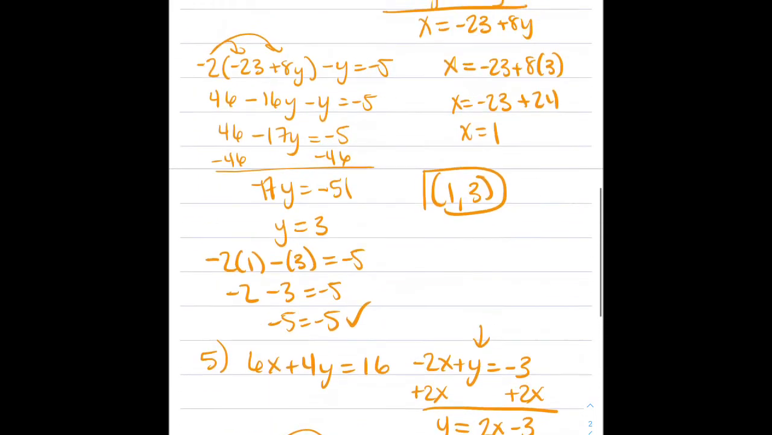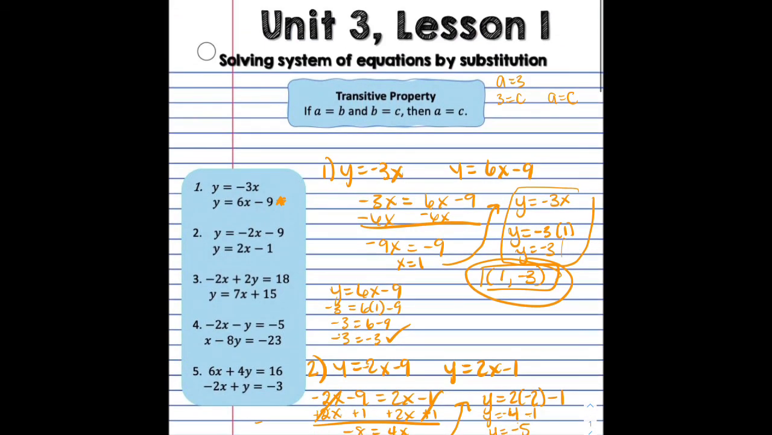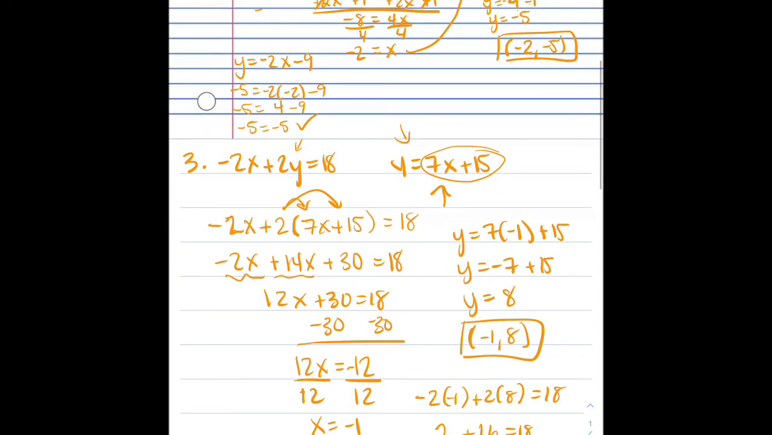Okay, so this is solving systems by substitution. Remember, we can apply the transitive property, and also if y equals something, we can plug that in for y. We don't have to solve both things for y equals to apply the transitive property. All right, if you have any questions, let me know.